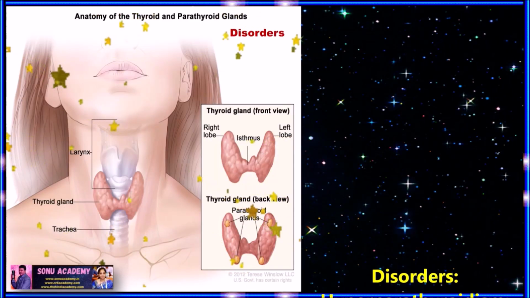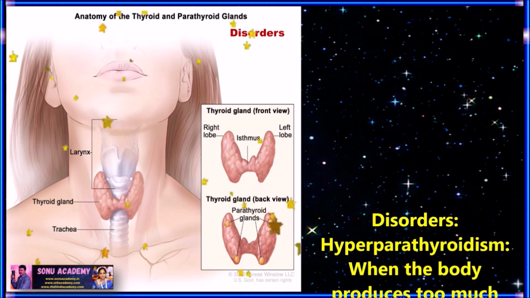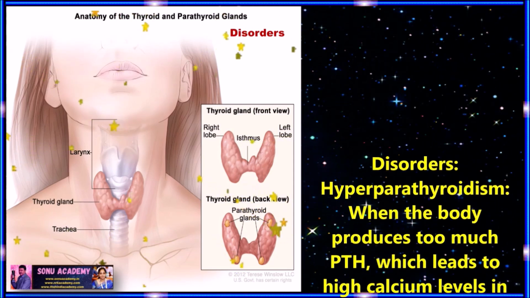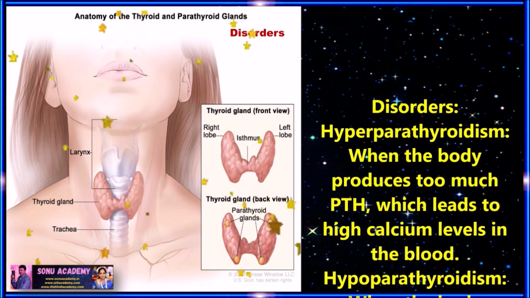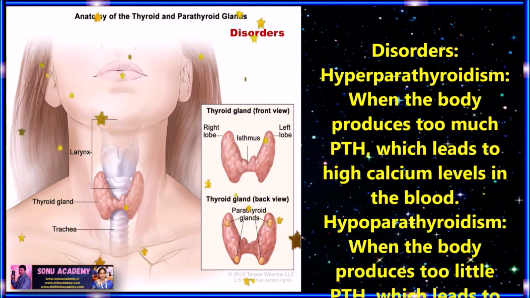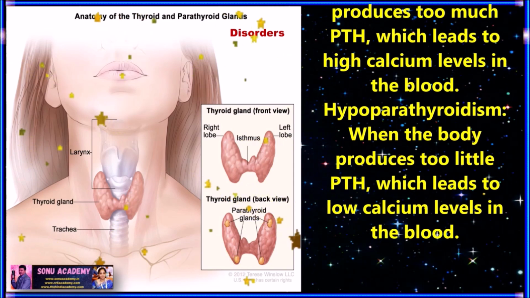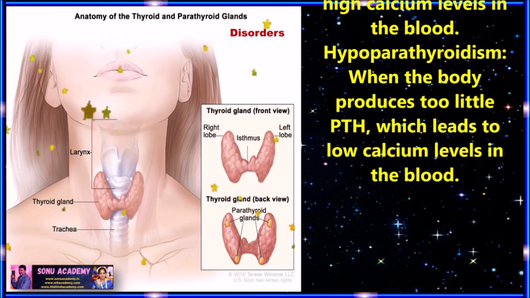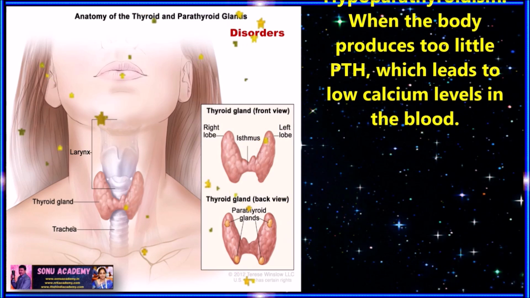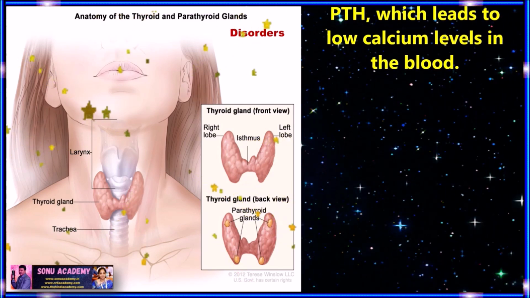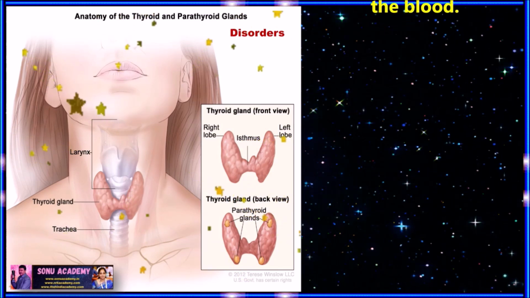Children, let us discuss the disorders of the parathyroid. First one is hyperparathyroidism. When the blood has too much PTH, which leads to high calcium levels in the blood, it is called hyperparathyroidism. Second one is hypoparathyroidism. When the blood has too little PTH, which leads to low calcium levels in the blood.